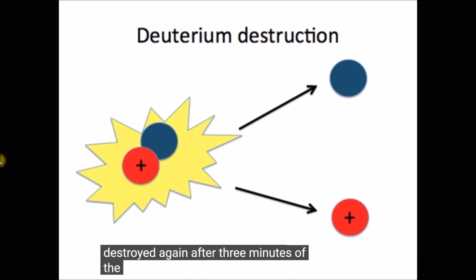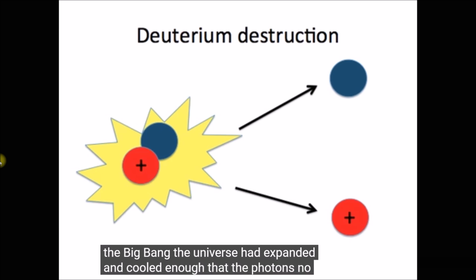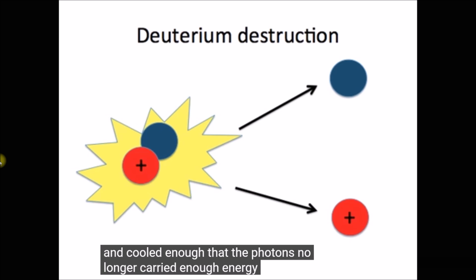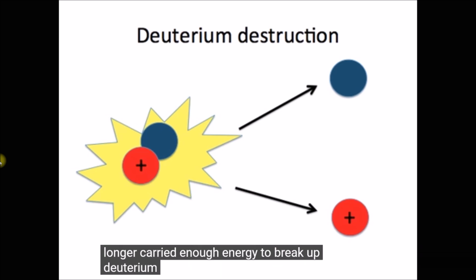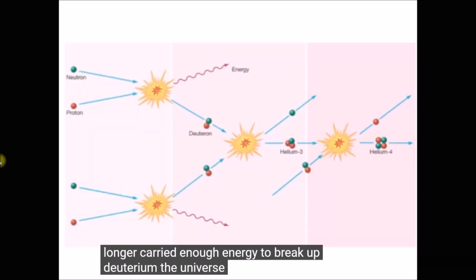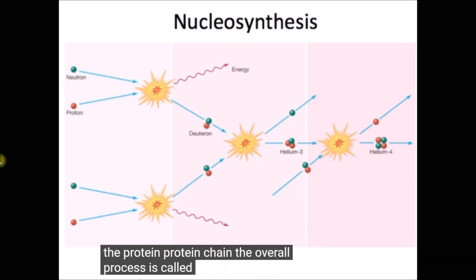After 3 minutes of the Big Bang, the universe had expanded and cooled enough that the photons no longer carried enough energy to break up deuterium. The universe was now cold enough that hydrogen could fuse into helium in a series of reactions known as the proton-proton chain. The overall process is called nucleosynthesis.